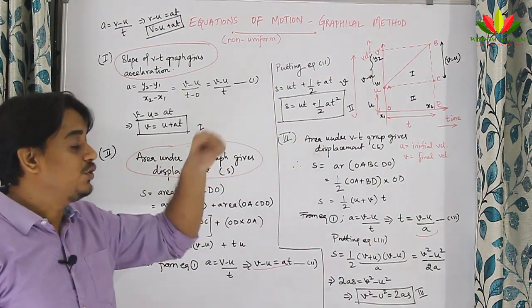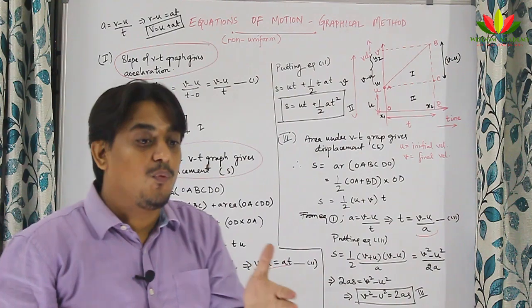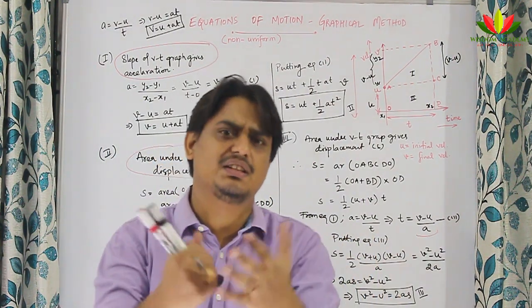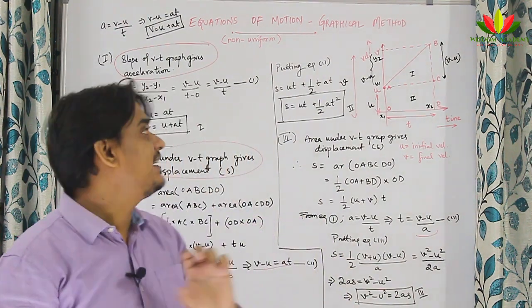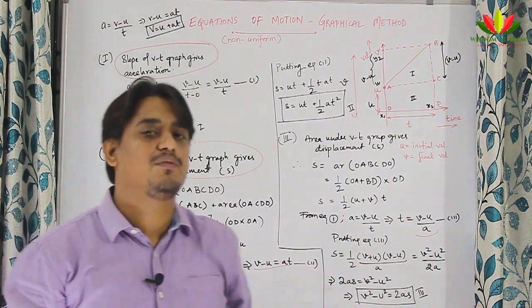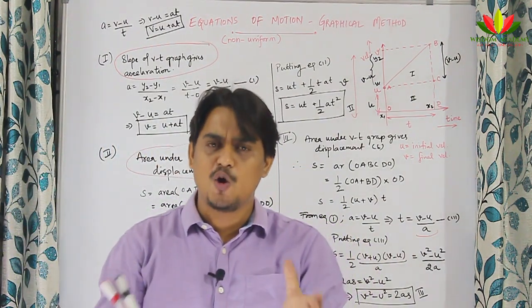Remember that. Now you will understand why I taught you graphs with so much difficulty, even if it is not in the syllabus, because now you are able to get the idea of how important the slope of the VT graph and the area under the VT graph are for derivation of equations of motion. I hope you have understood this.